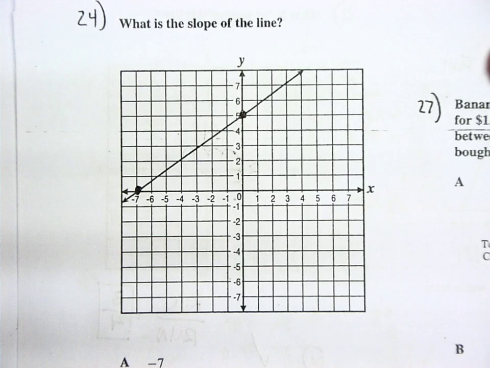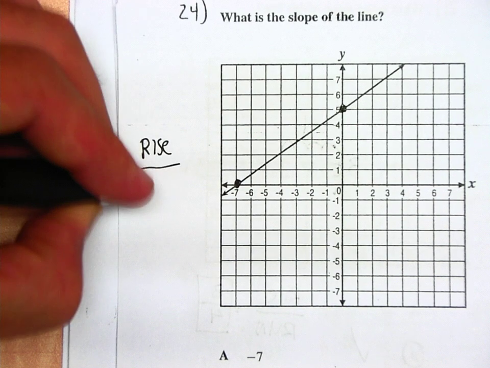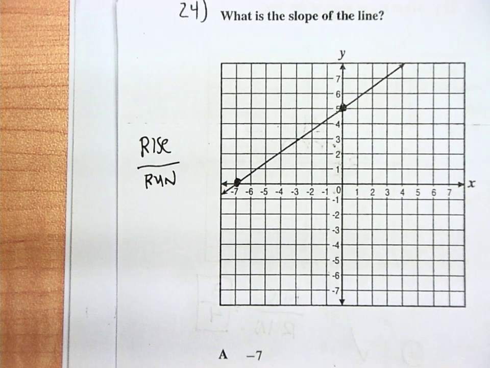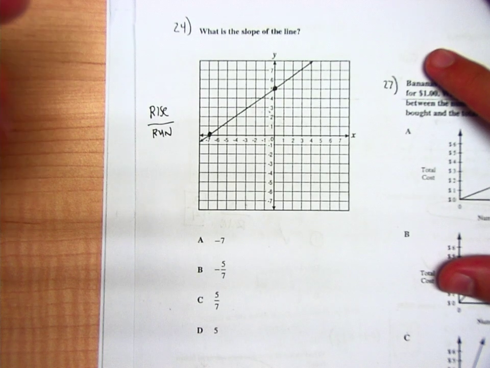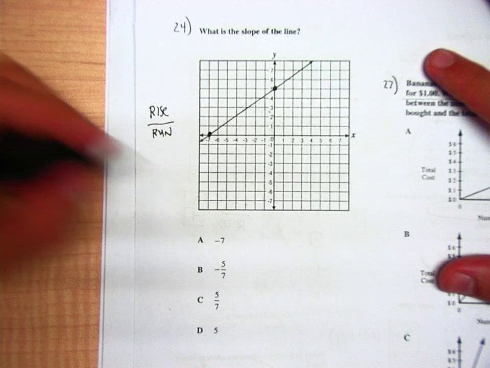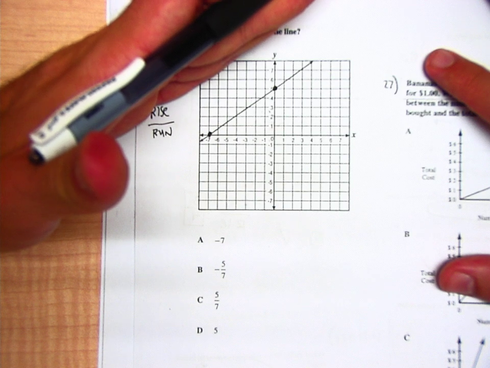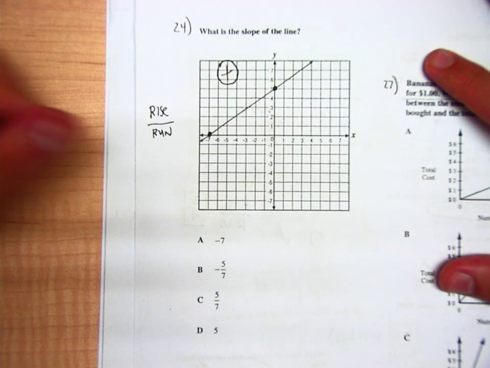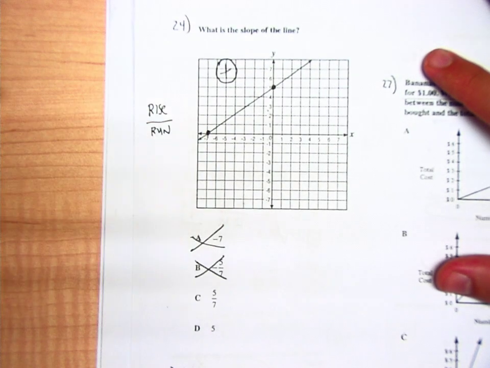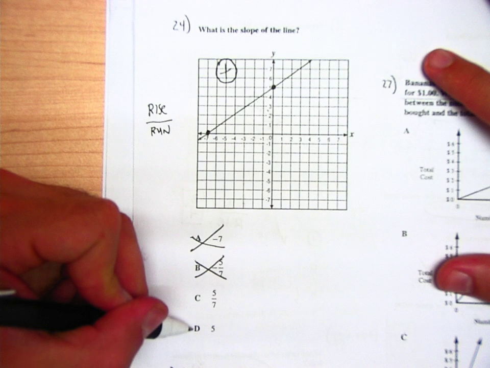So those are my 2 usable points. From here, I'm going to find the slope, trying to find the rise and the run. But before I do that, I'm actually going to do some process of elimination. If I'm looking at my 4 answer choices, I can see that going from left to right, if I take my left hand, this is going up. And so I know that my slope is going to be a positive slope. So I already know that I can cross out A and cross out B, both of which are negative. So the question is, should this be 5/7 or 5?